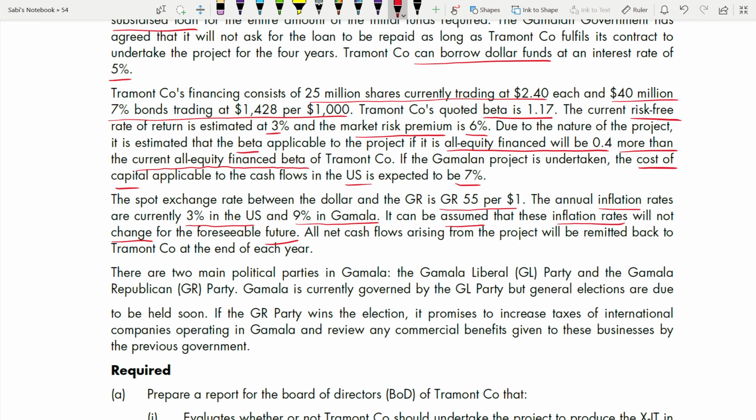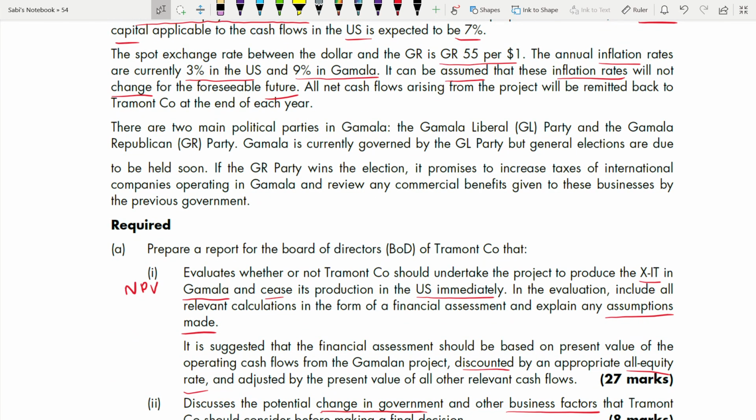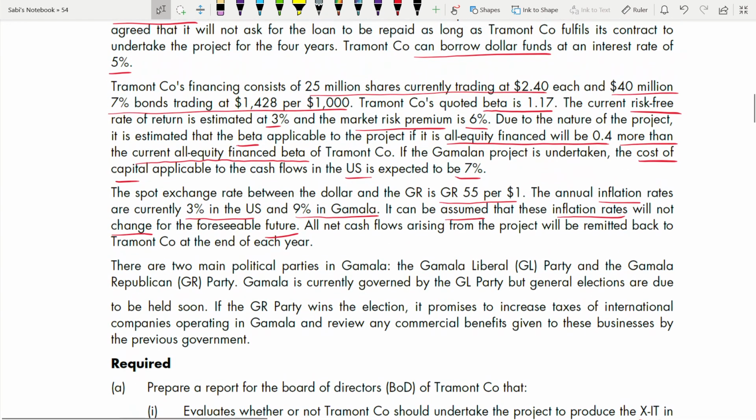Now this last section is given for your last requirement. Remember they asked you to evaluate something about the government. Yes, discuss the potential change in government and business factors. That's why this last part is there.